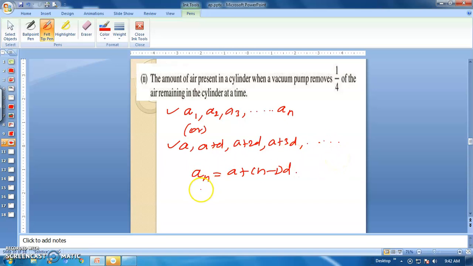So how can we denote the fourth term? a4 equals a plus, instead of n we can substitute 4, so 4 minus 1 into d, equal to a plus 3d. So the fourth term means a plus 3d, and the fifth term means a plus 4d. So likewise, these are the general cases for the nth term of an AP. Before going to solve this problem, you should know these things. So let's continue the solution in the next video.